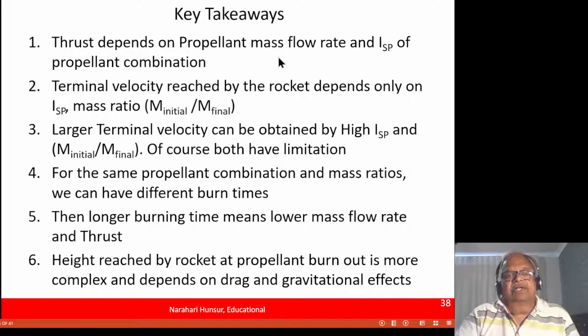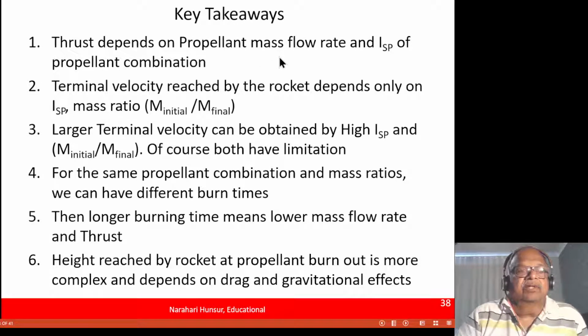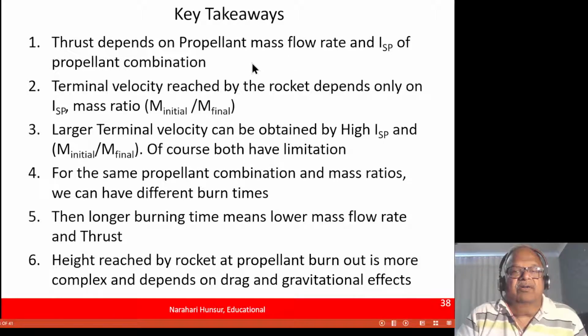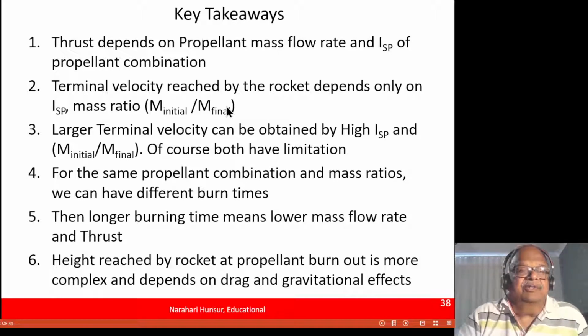So key takeaways which I would like to talk about here: one, thrust depends on propellant mass flow rate and ISP, or the propellant combination. So that is of course m dot into g into ISP. That's one thing. Terminal velocity reached by the rocket depends only on the mass ratio, initial mass ratio, that is m initial by m final ratio.